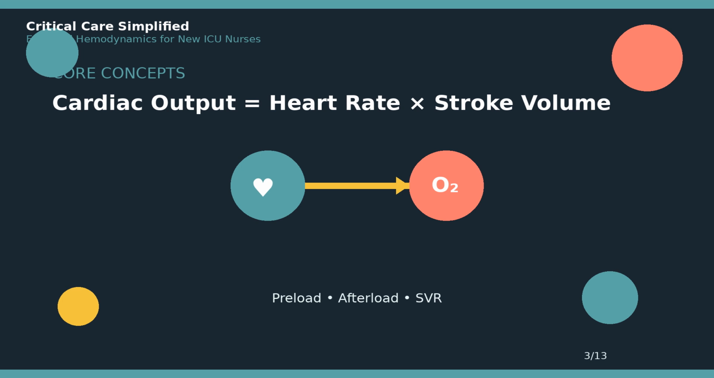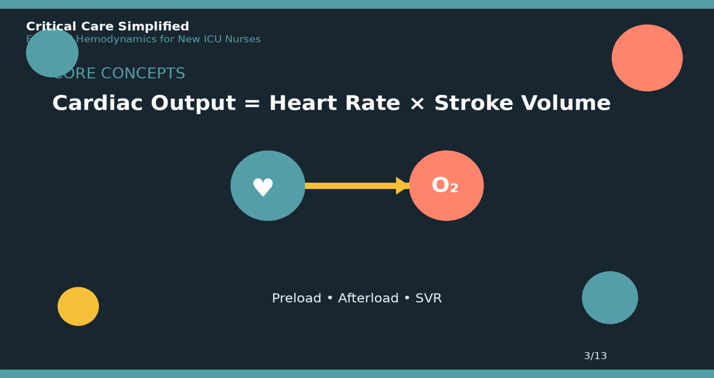Preload refers to the stretch of the ventricles before contraction. Clinically, we often think of preload as related to venous return and circulating volume. Too little preload can mean not enough volume returning to the heart. Too much preload can contribute to congestion and fluid overload. Afterload is the resistance the heart must overcome to pump blood forward. If afterload is very high, the heart has to work harder. If afterload is too low, as in distributive shock, blood pressure may fall because the vascular system is too dilated.